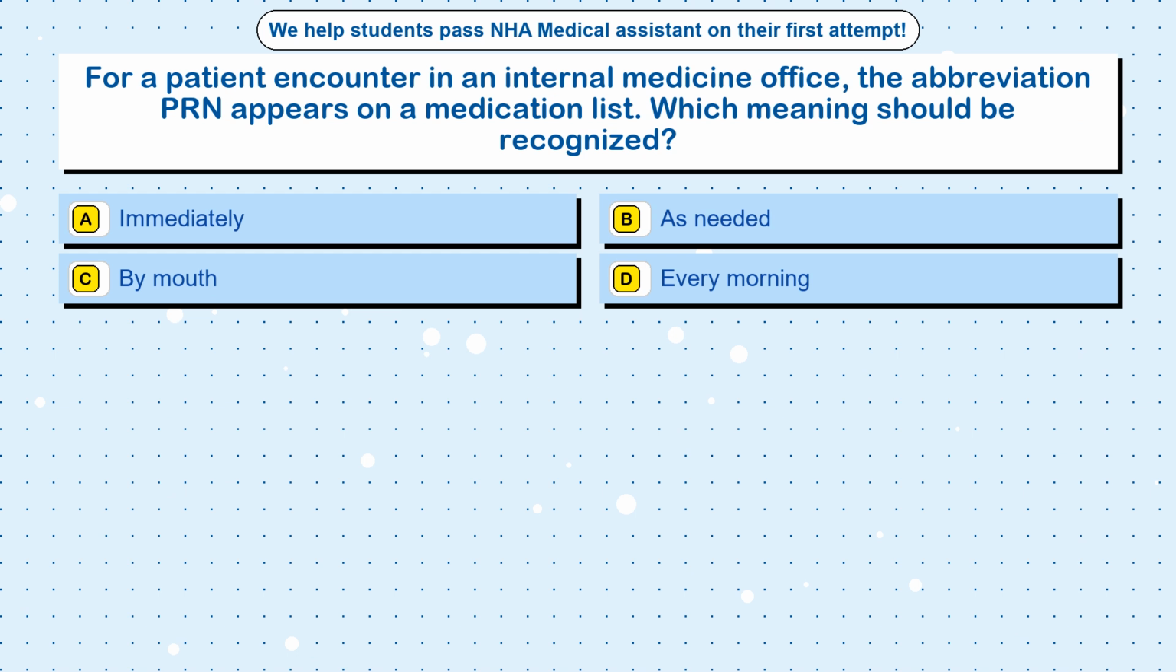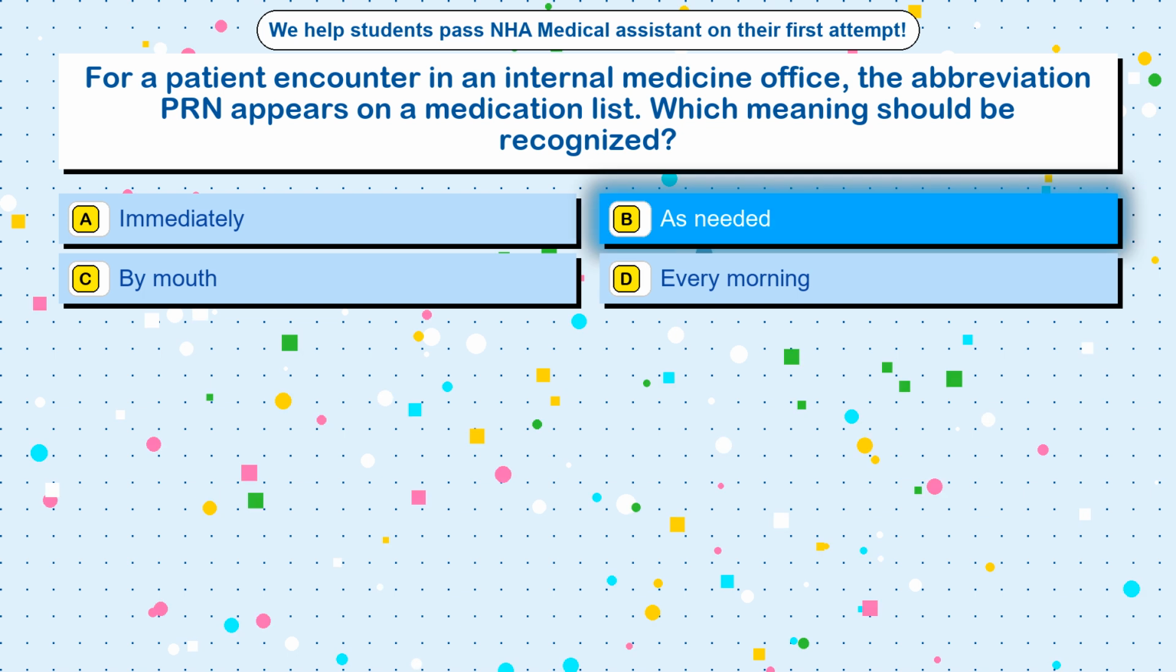Question 53. For a patient encounter in an internal medicine office, the abbreviation PRN appears on a medication list. Which meaning should be recognized? Option A. Immediately. Option B. As needed. Option C. By mouth. Option D. Every morning. The correct answer is option B.